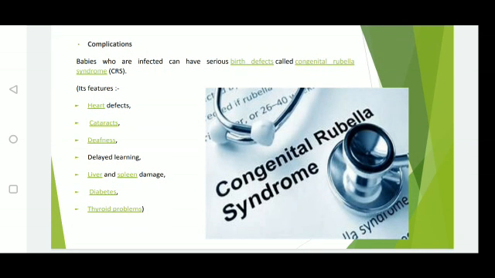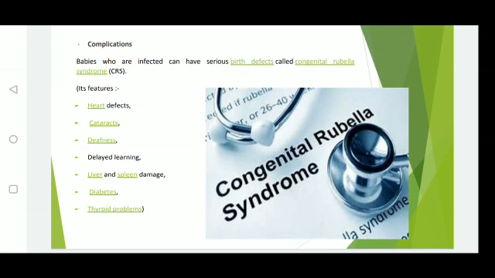So what will be the features of CRS? CRS means congenital rubella syndrome. The clinical manifestations of CRS are: first, heart defect, cataract, deafness, delayed learning, liver and spleen damage, diabetes and thyroid problem. These are the features shown by congenital rubella syndrome.